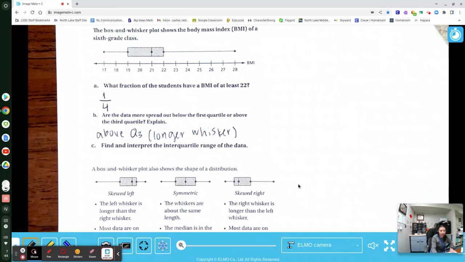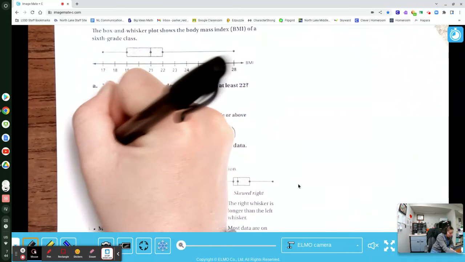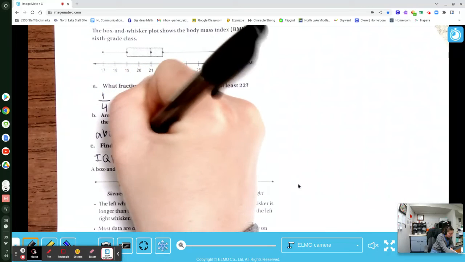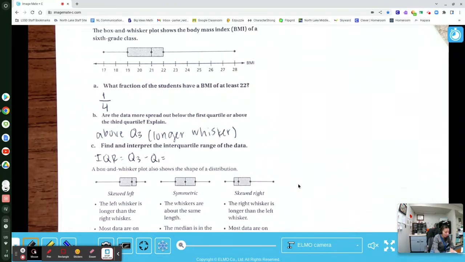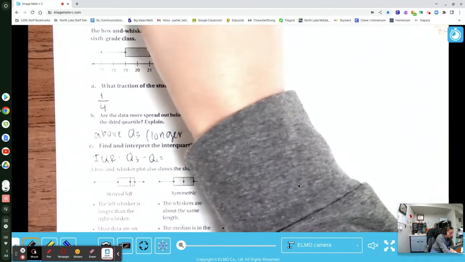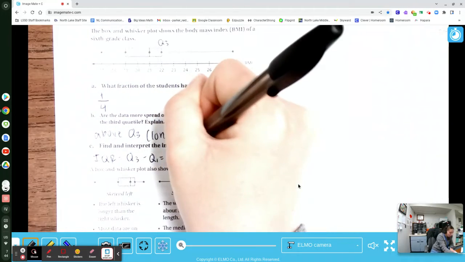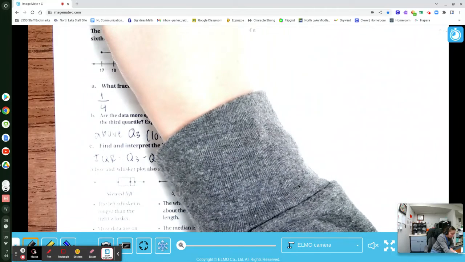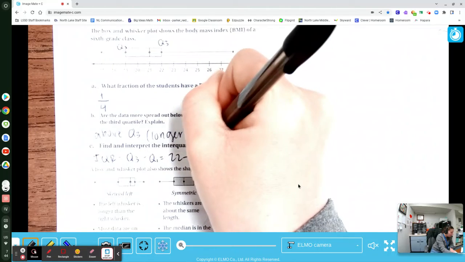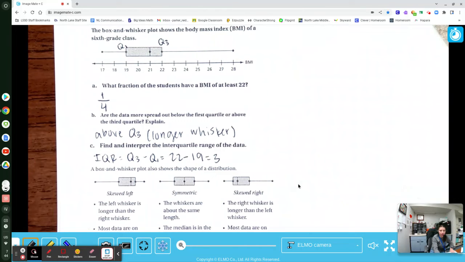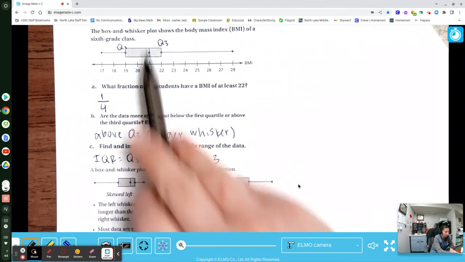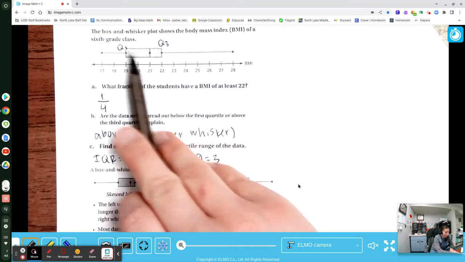And finally, it says find and interpret the interquartile range of the data. Well, remember the IQR of a data set, the interquartile range, is quartile 3 minus quartile 1. The ends of my box show me quartile 3 and quartile 1. So quartile 3 is there at 22, and quartile 1 is here at 19. 22 minus 19 is 3. So the interquartile range of the data is 3. It's showing us how spread out the data is here.